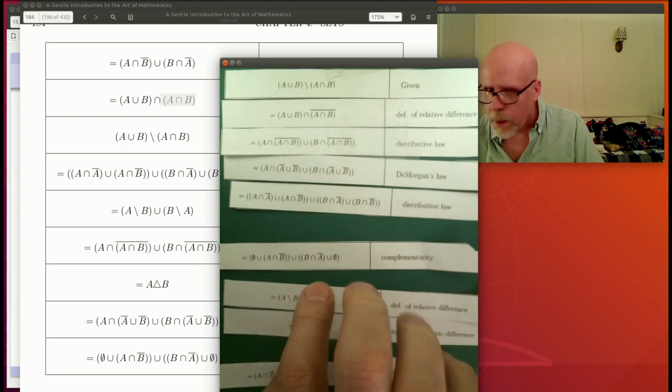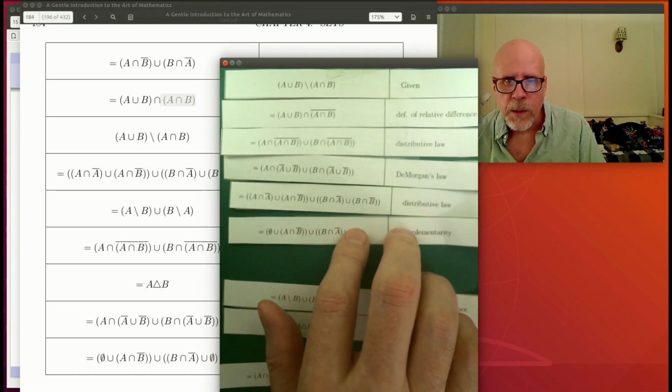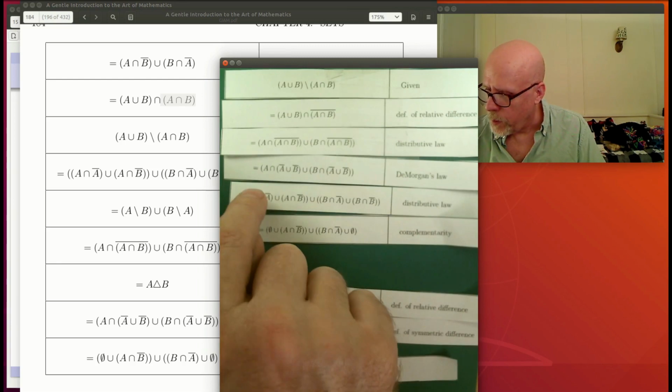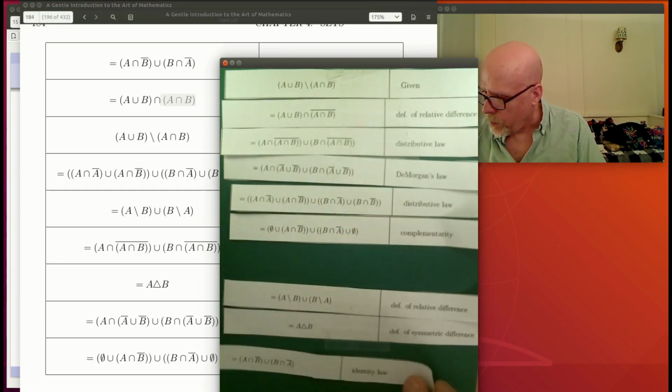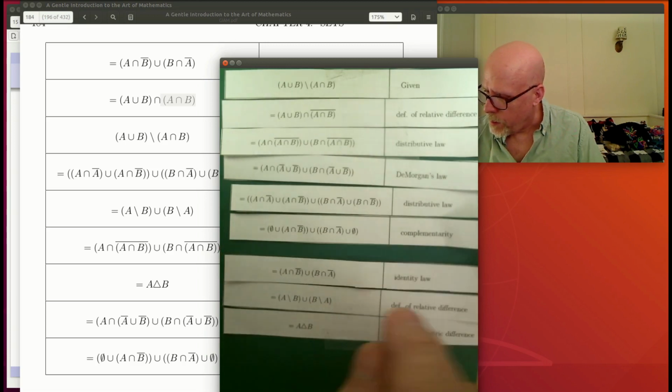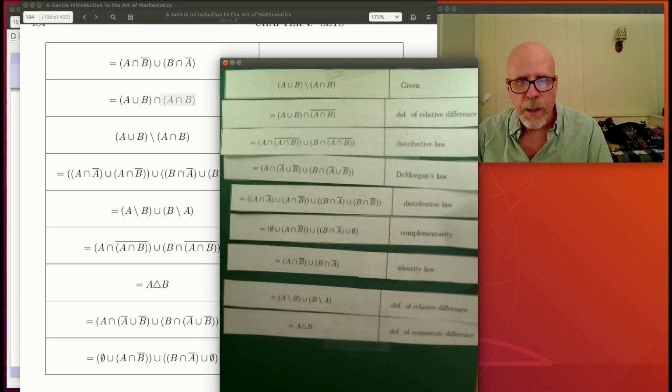Then complementarity. If you intersect a set with itself complement, you get the empty set. And the last step is, the empty set acts as an identity for union. If you're unioning, meaning glob all the elements together, the 2 sets, well, if one of them's empty, it doesn't contribute very much. So the result of the union is just whatever was in the other set.